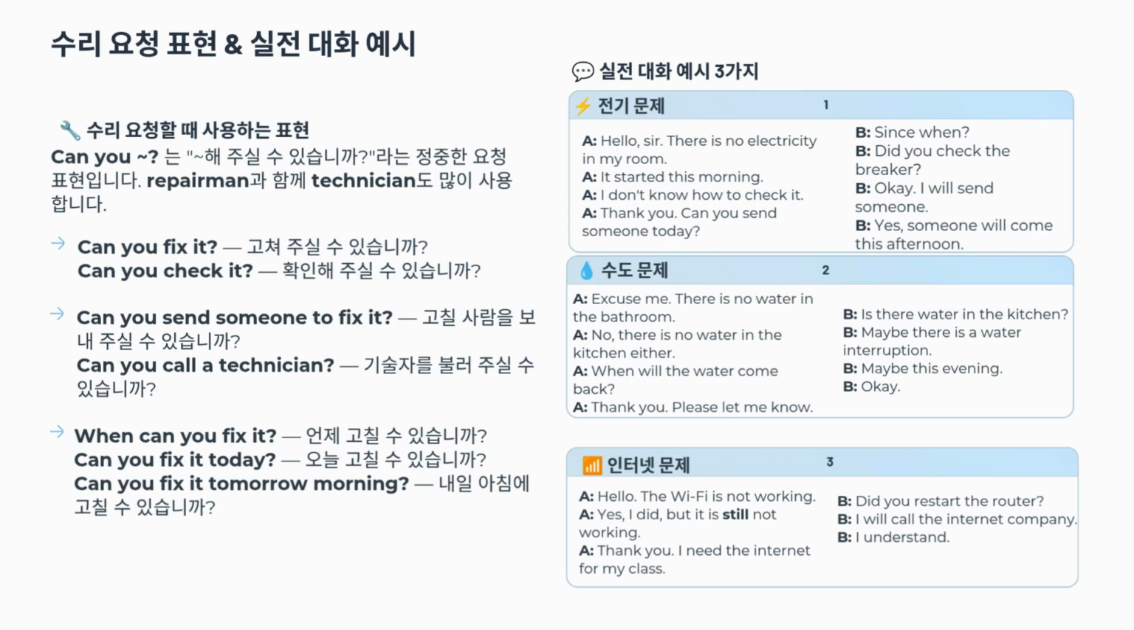Practice an electricity dialogue. A: There is no electricity in my room. B: Since when? A: It started this morning. B: Did you check the breaker? A: I don't know how to check it. B: I will send someone.